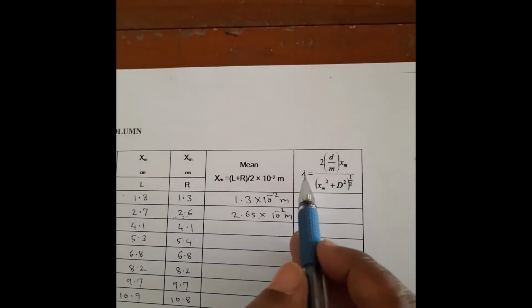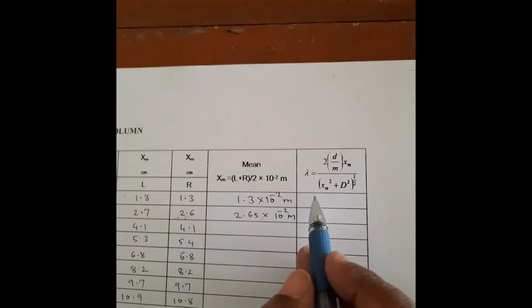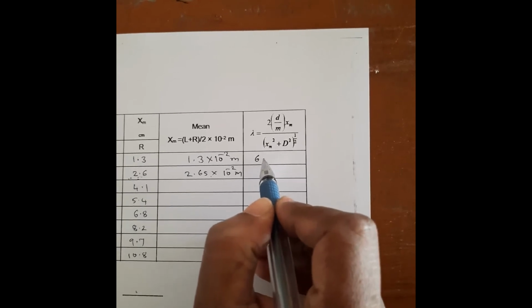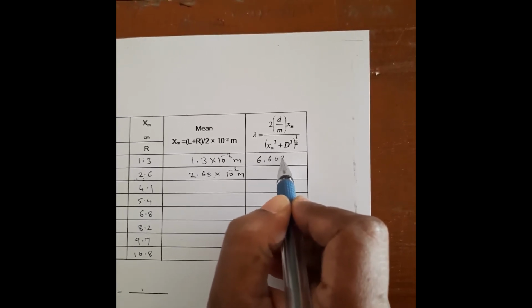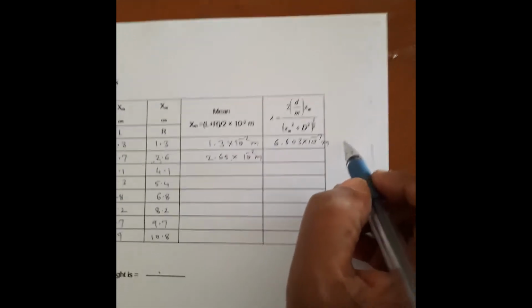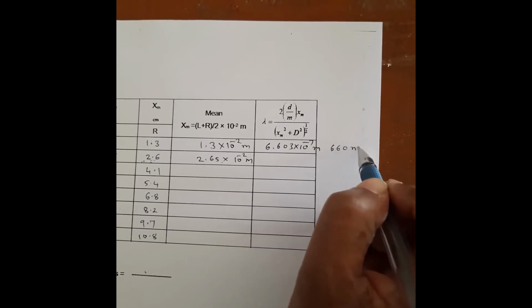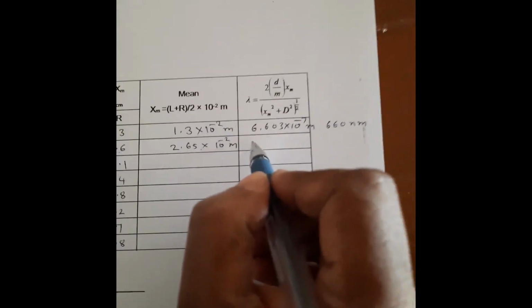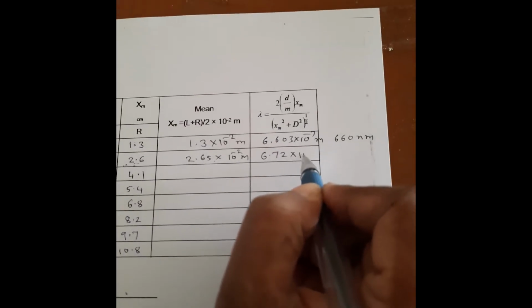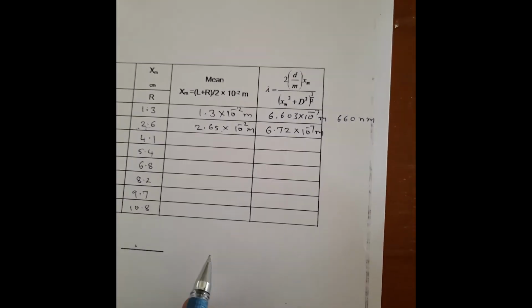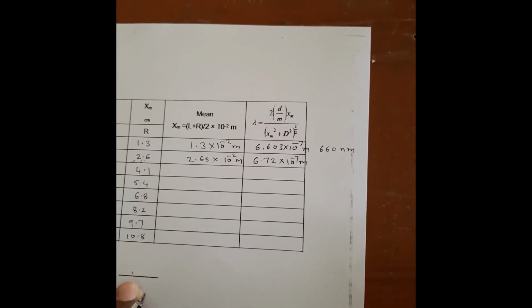If we use this formula and calculate the wavelength of the laser, it is observed to be 6.603 into 10 to the power of minus 7 meter, or you can write it as 660 nanometer. Similarly for the second spot it is observed to be 6.72 into 10 to the power of minus 7 meter. Like this we keep on entering the readings, and finally we have to calculate the average wavelength of the laser beam that we are using.